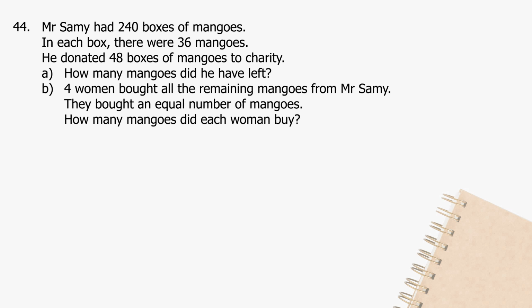Question 44. Mr. Samey had 240 boxes of mangoes. In each box, there were 36 mangoes. He donated 48 boxes of mangoes to charity. A. How many mangoes did he have left? B. 4 women bought all the remaining mangoes from Mr. Samey. They bought an equal number of mangoes. How many mangoes did each woman buy?